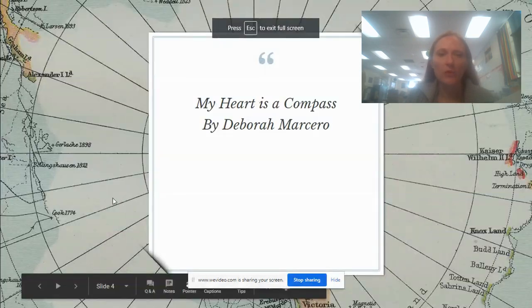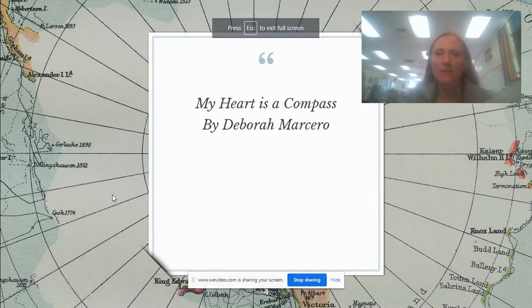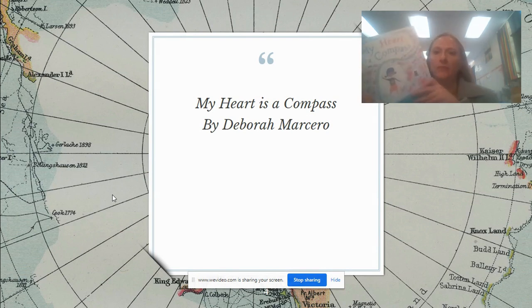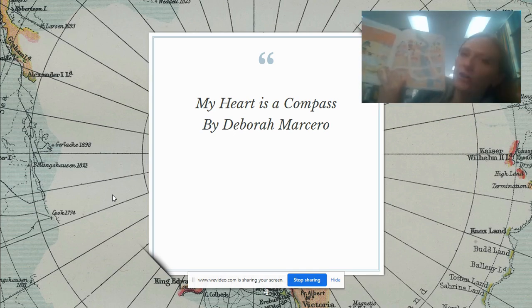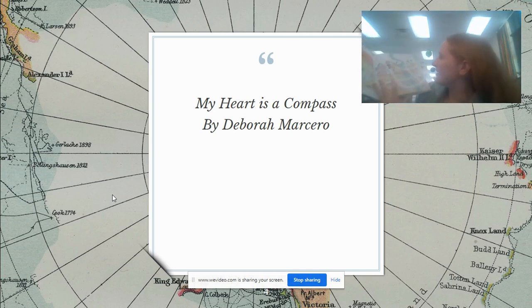So, friends, I hope you liked that story, My Heart is a Compass by Deborah Marcero. I didn't go over each map during the story, but there are some really cool details that Rose put into her maps that are so fun. Like she did the tiger lily savanna, and she also included some other fun details in her maps. So, you might want to pause my video at certain times to look at the maps and see all the things that she included.